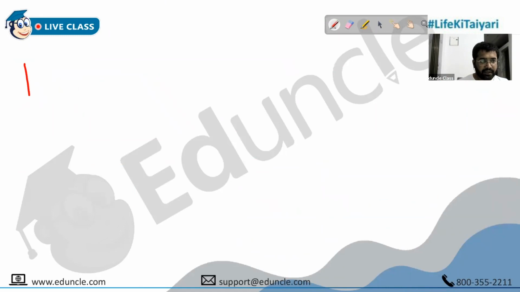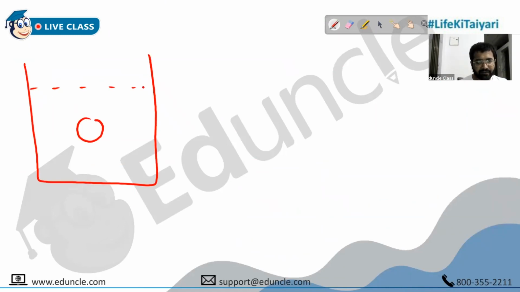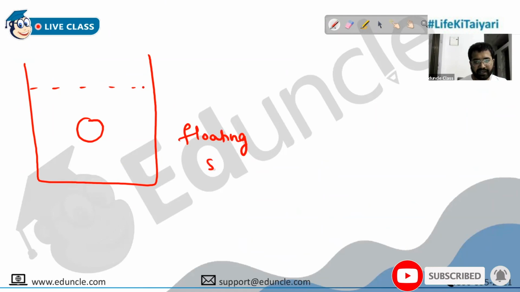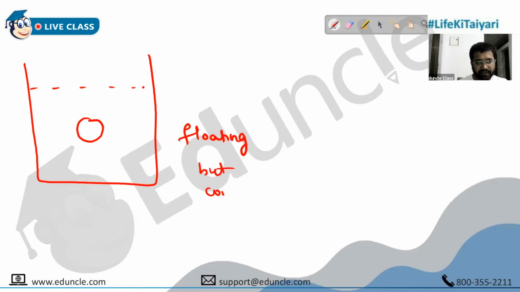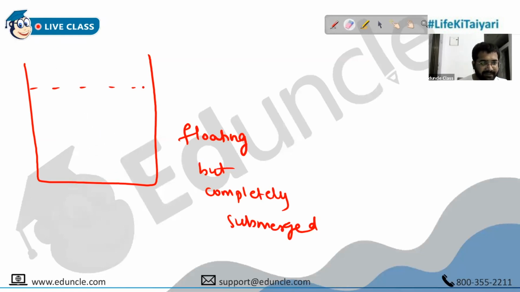So, if you recall, we had done questions like this where I have given you a sphere, and if I tell you that this is floating but completely submerged. Floating but completely submerged. Wait, the diagram doesn't make sense, now it will make sense. This is floating but completely submerged. Then how do we understand this?